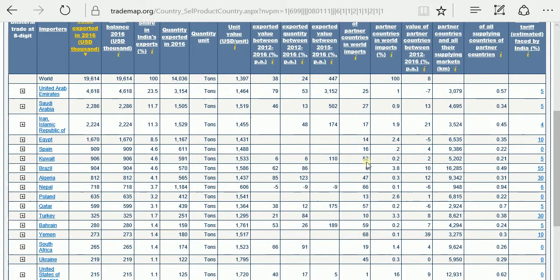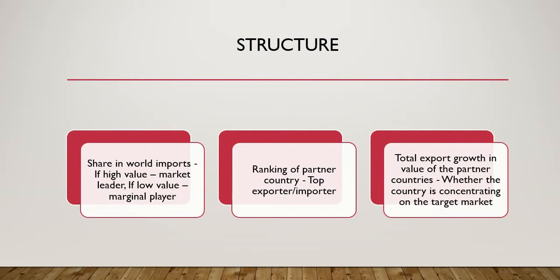So when you are prioritizing your importing countries or shortlisting your target country among the list of importers, please consider these factors. Choose the countries which register a positive growth so that you will have a good scope of capturing a decent market. Next one is structure. Structure of the importing country. How is the importing country performing? For this, we are going to consider share in world's imports, share of a particular country's import into that country, ranking of partner country, and total import growth in value of the partner country.